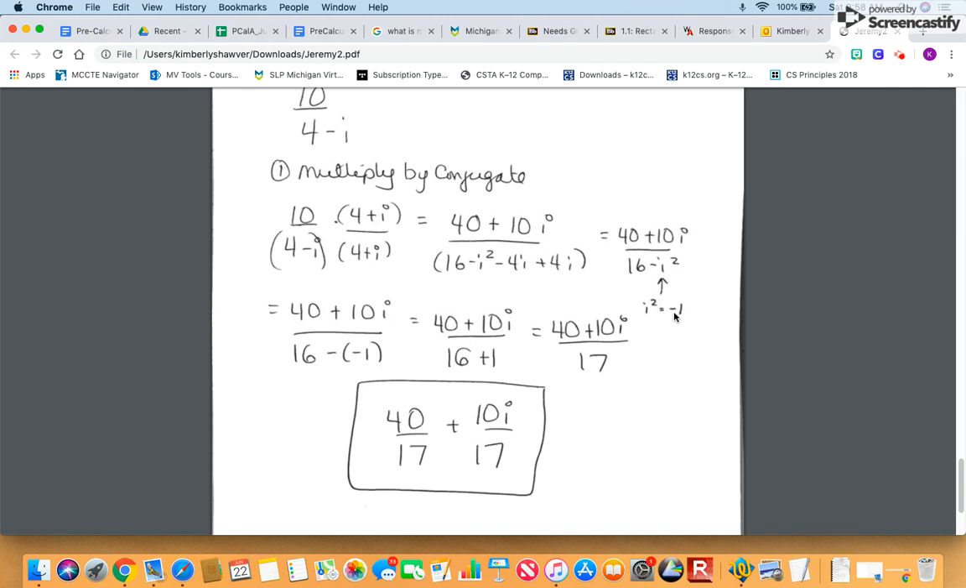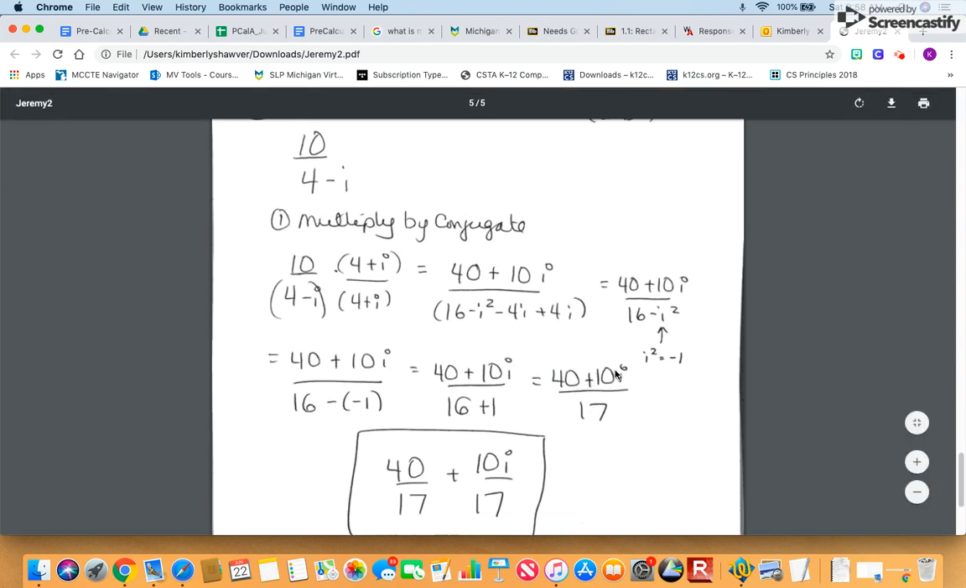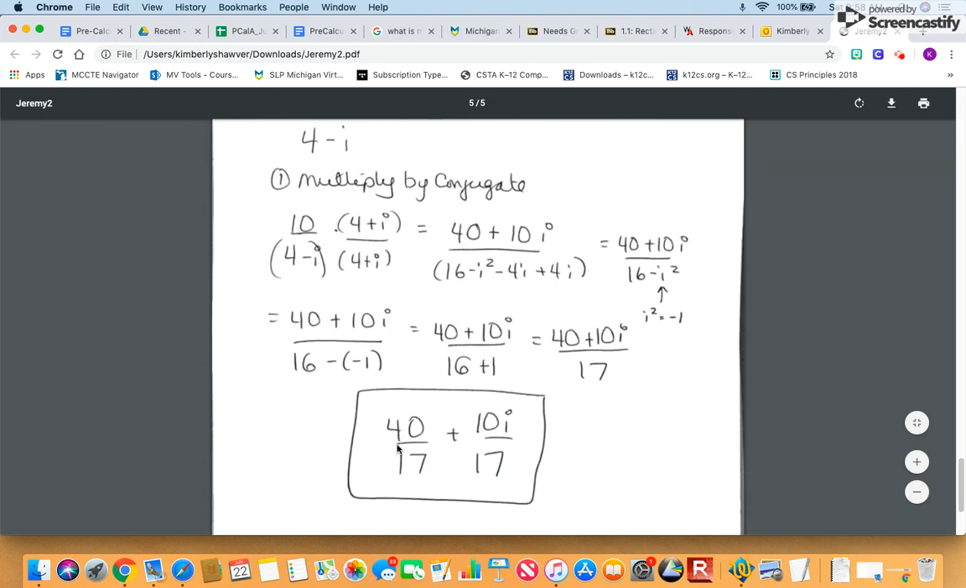But i squared equals negative 1, so I'm going to substitute that in for i squared, which I'm showing here. And 16 minus the negative 1 is 16 plus 1, which gives me 17. So I now have no imaginary terms, no i terms in the bottom, and that's what we want. So I ended up with a real part, which is the a, plus an imaginary part, which is the b term. So writing them out as a plus bi, I get 40 over 17 plus 10 over 17 i.